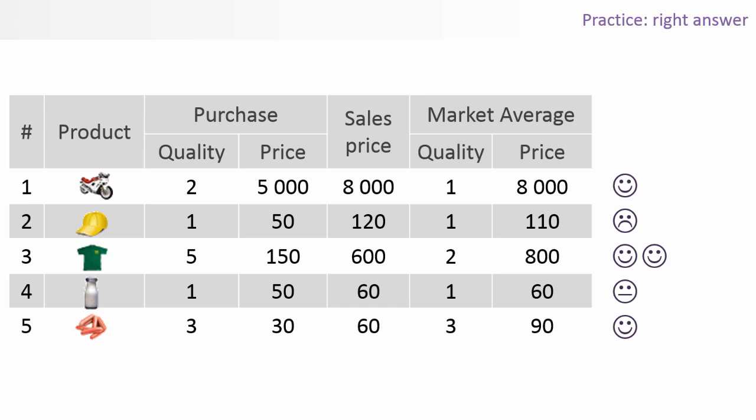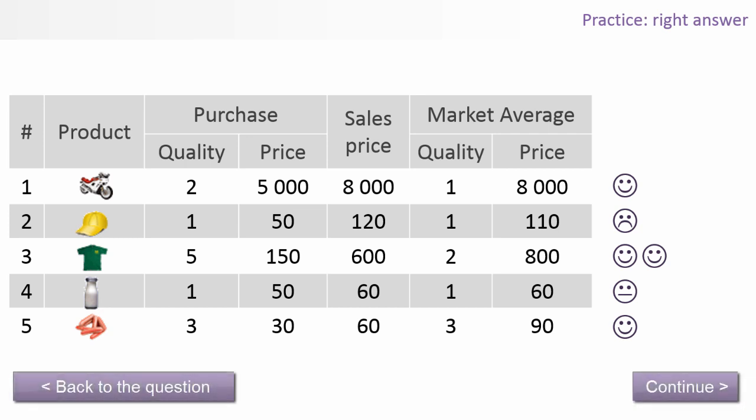You have selected the proposition number 3. This is the correct answer. In reality, the quality of the first t-shirt is much higher than market average proposition, and the price is lower. Such combination of the price and quality guarantees the best perspective on the market in the field of sales. Great! Let's continue.